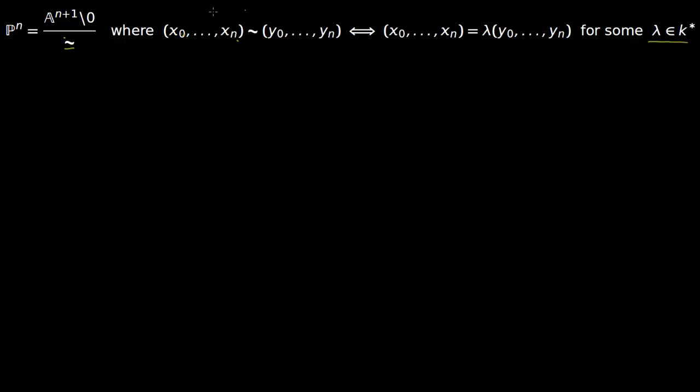So an example: say we are working in RP2. RP2 means here you will have 3 coordinates, n plus 1. So say you start with the point (1, 2, 3). Now this is the same as the point, say, (2, 4, 6), because you have multiplied this by a constant 2. This is also the same as the point (1/3, 2/3, 1), again because you have multiplied this entire thing by 1/3.